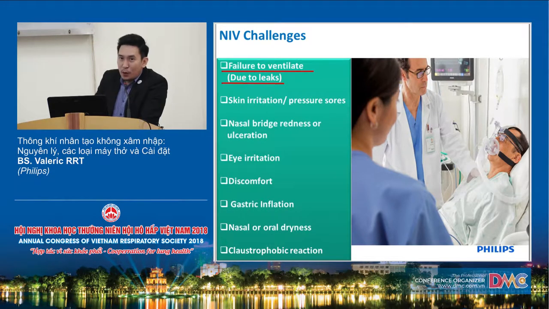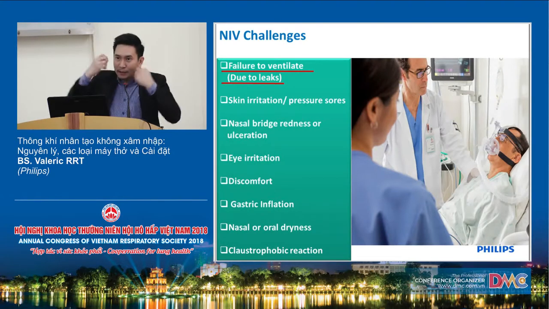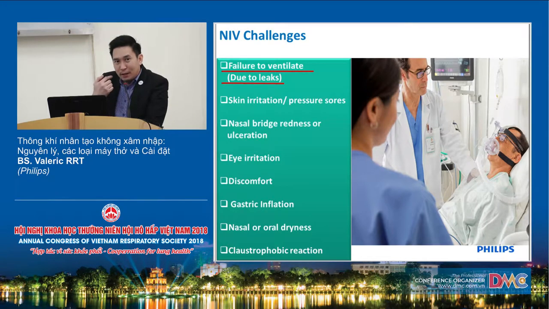Okay, the reason why we need to tighten up the mask is just to eliminate the leaks. Because if you have leaks, the ventilator will not synchronize to the patient's breathing as well. So what will happen, they have a desynchronization of breathing, and then it will lead to non-invasive failure because the patient cannot tolerate the non-invasive ventilation approach. So in that case, we need to tighten up the mask, but the problem can cause pressure sore laceration of the nasal ridge.